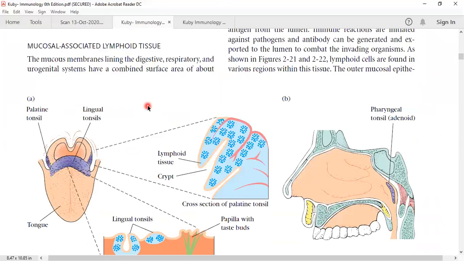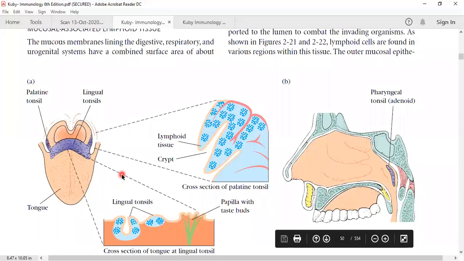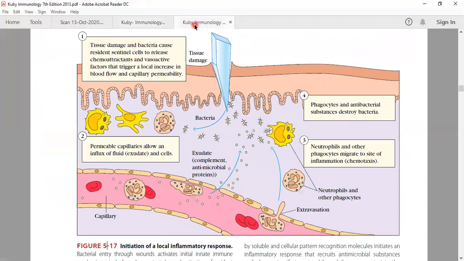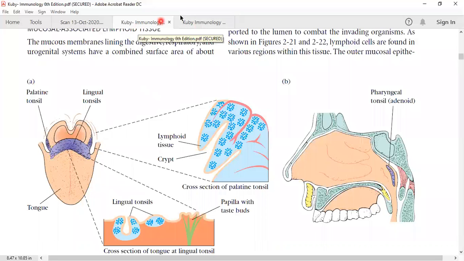by all means. One more thing I want to tell you, these are called tonsils, and if there is an infection or inflammation in the tonsil, the disease is known as tonsillitis. The suffix itis is a common term for inflammation, all right?